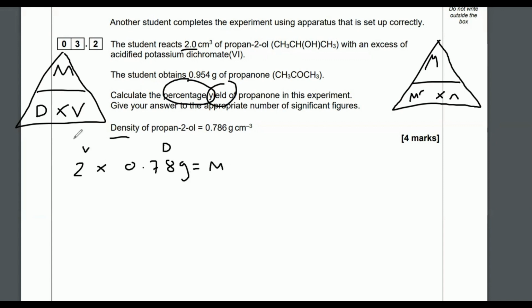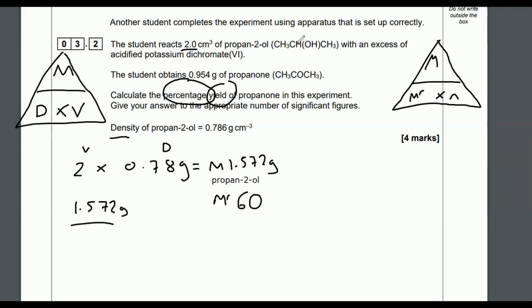So I'm going to do 2 for the volume times 0.786. Sorry, I haven't written that there. 0.786, and that is going to give me my mass of propan-2-ol. Now that I know the mass of propan-2-ol, which is 1.572 grams, I can take that mass over to the second triangle and do the mass of propan-2-ol over the MR, and I can work out the moles. And once you know the moles of one, you can then work out your theoretical maximum moles, and we've got our actual mass. So let's do it.